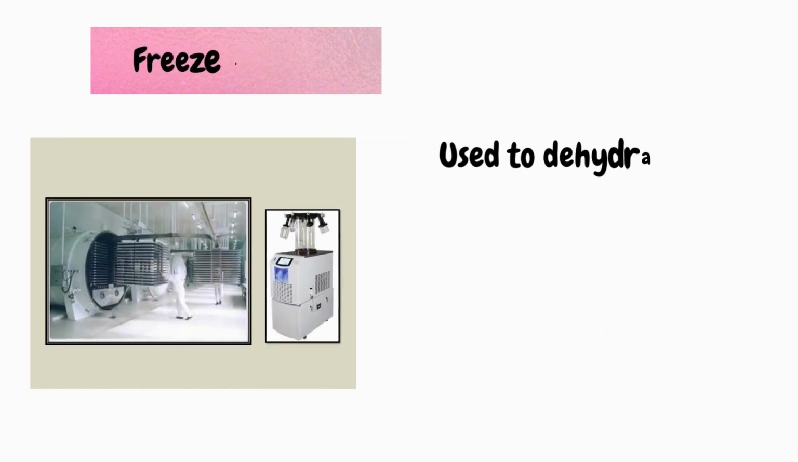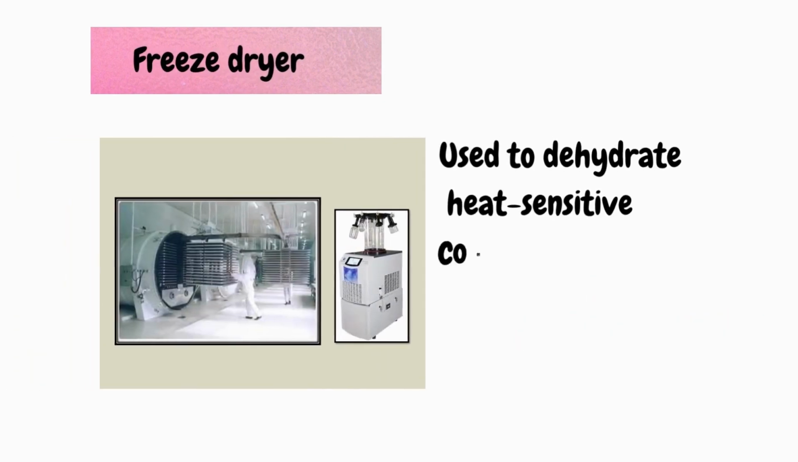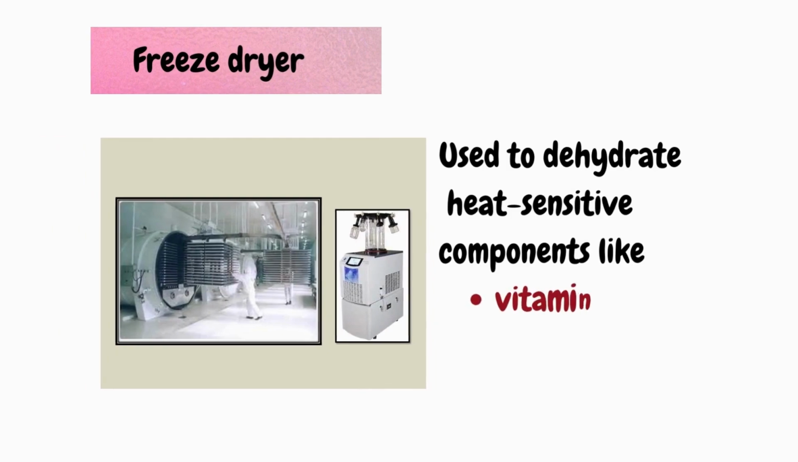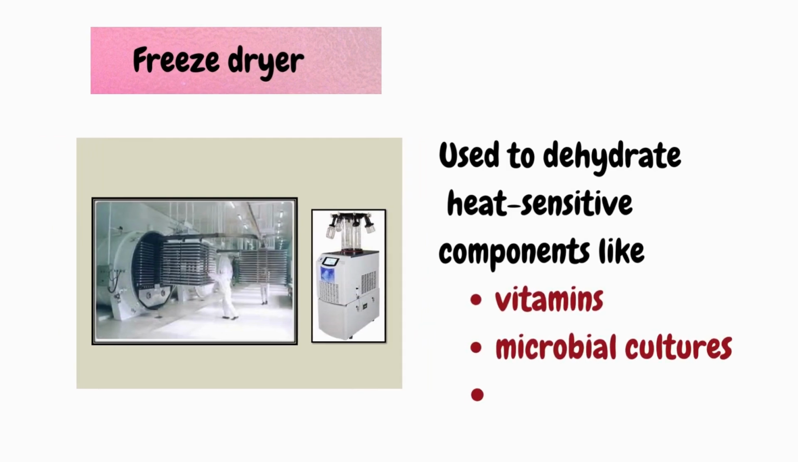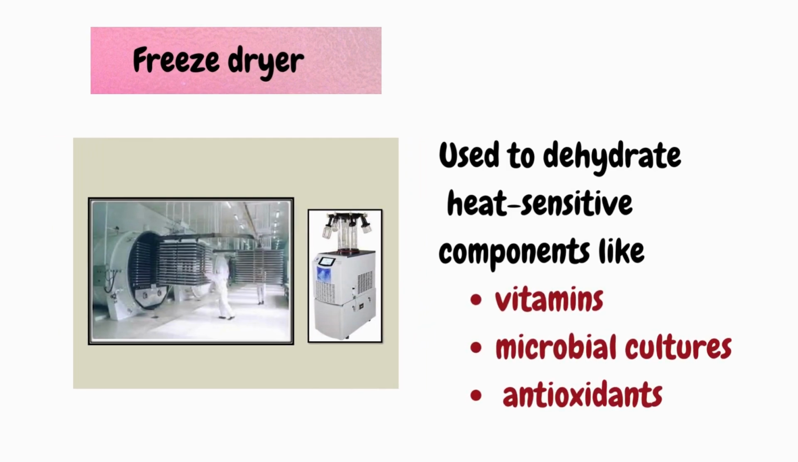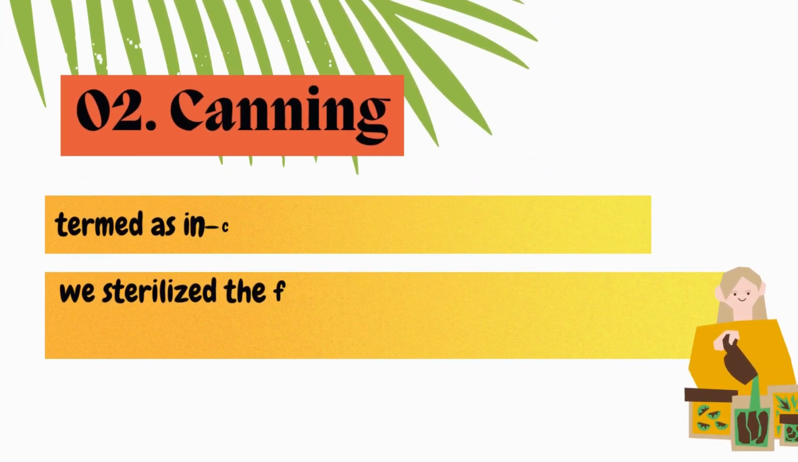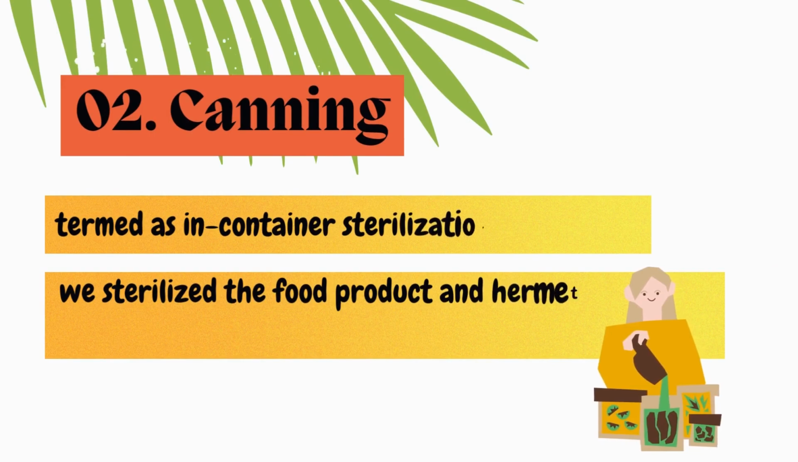If you want to dry products that contain heat-sensitive components like vitamins, microbial cultures, antioxidants like carotenoids, ascorbic acid, plant phenol, and antibiotics, you can use freeze-drying method. Let's move on to our second method of preservation. It is called canning.